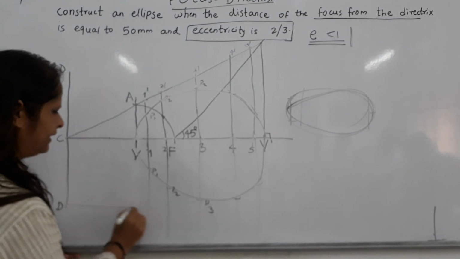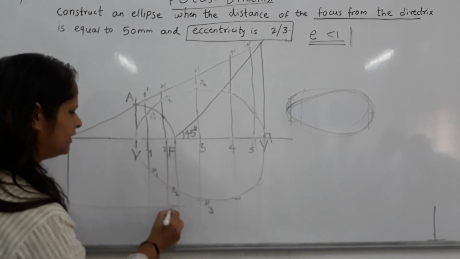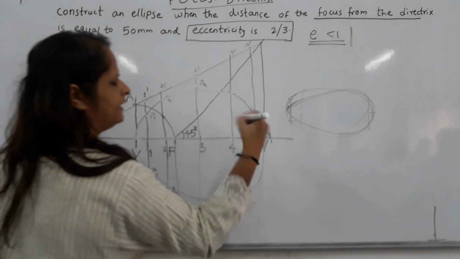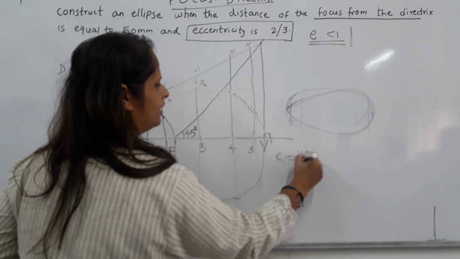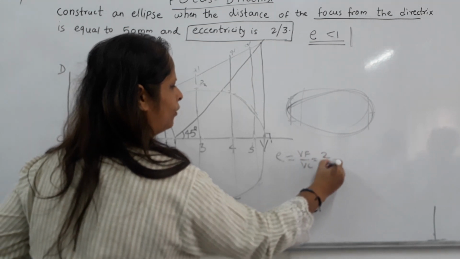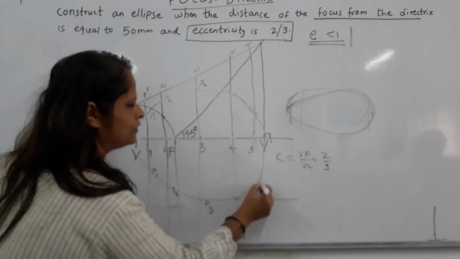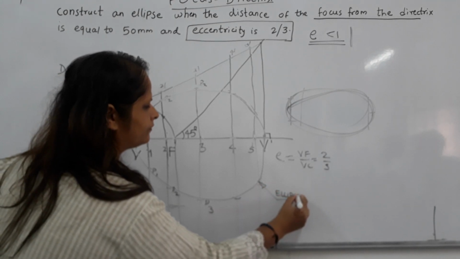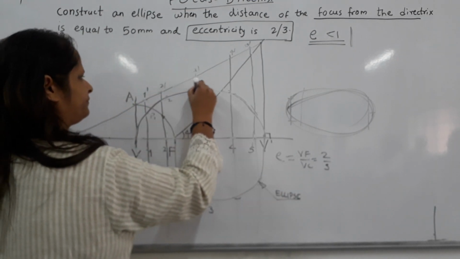Finally we will give the dimension up to the focus. So this is 50 mm. You have to write the eccentricity also. Eccentricity is equal to PF upon PC is equal to 2 upon 3 as a part of the answer. You have to name the curve also. Ellipse. And you make this curve dark.